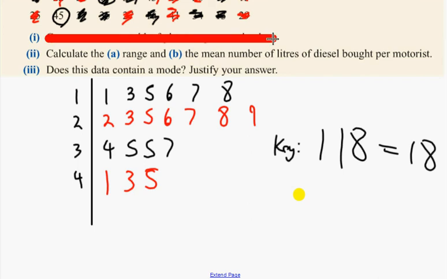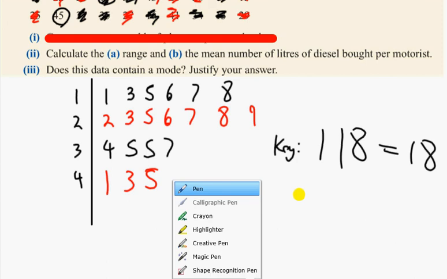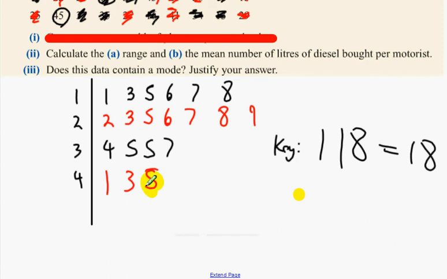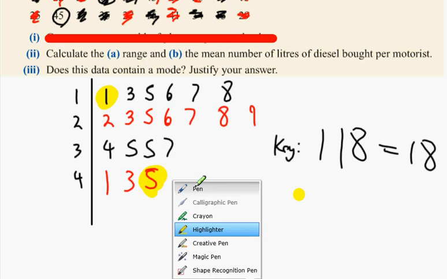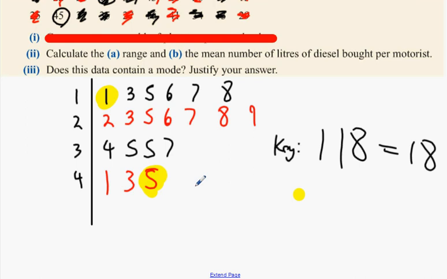Now what's next? Calculate the range. What's the range? Top minus bottom. So what is it? 45, that 1 represents 11, and that 5 represents 45. So 45 minus 11? 34. Okay, the range has been done.